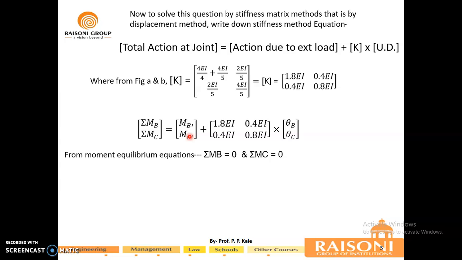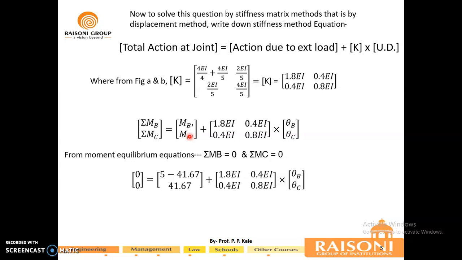Since this is a displacement method, it is also known as the equilibrium method. So for that we have to apply the equilibrium equation. So at support B, or at joint B, the total moment, that is the summation of all the moments at that joint, should be equal to 0. Similarly for joint C. So these two equations will be used, and the formulation will be like this. So summation MB and summation MC will be equal to 0.